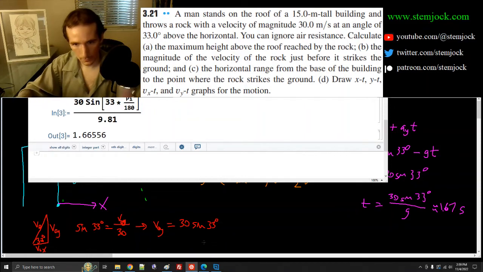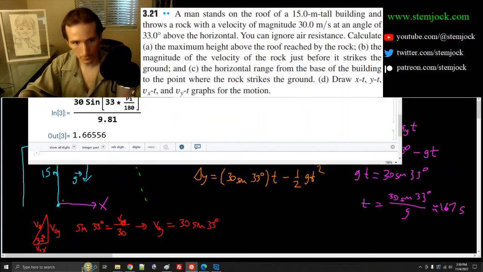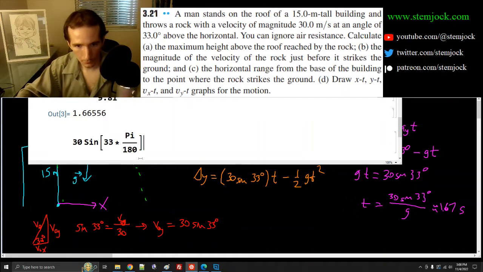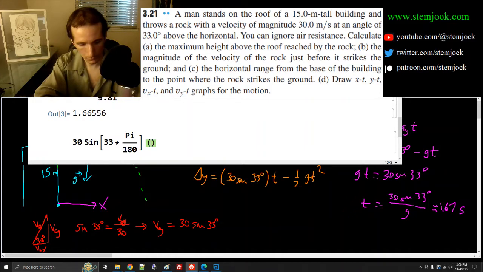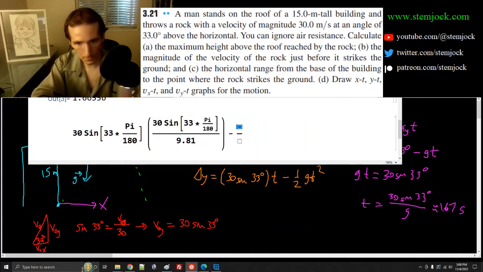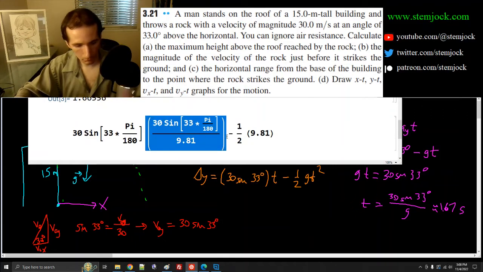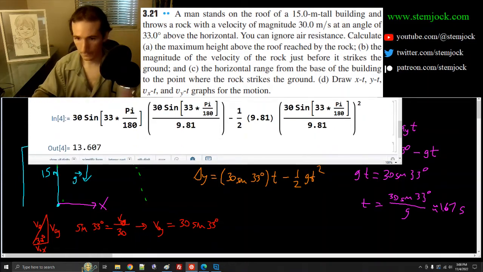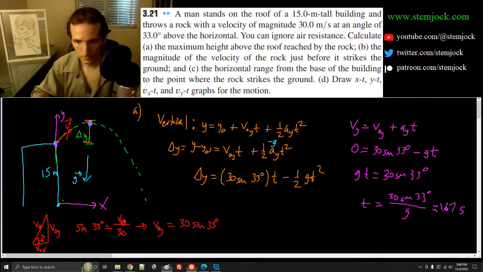And I'm going to plug this value for time into the equation for delta y, which is going to be our answer for part A. That's this here. 30 sine 33, multiplied by t, which is the 1.67 seconds, minus 1/2 times 9.81, times the 1.67 squared. 13.6 meters above the roof. So this is our answer for part A.